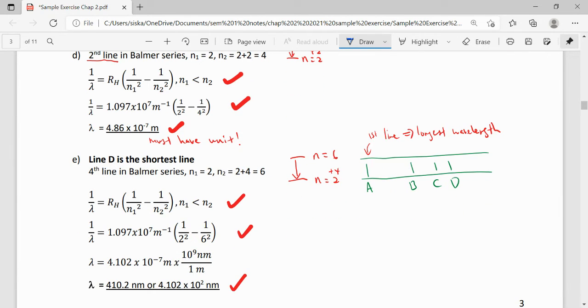Another one is to identify whether it is shortest or longest. Remember, the one that has the largest spacing will be the longest wavelength. First line longest, therefore this will be the shortest.